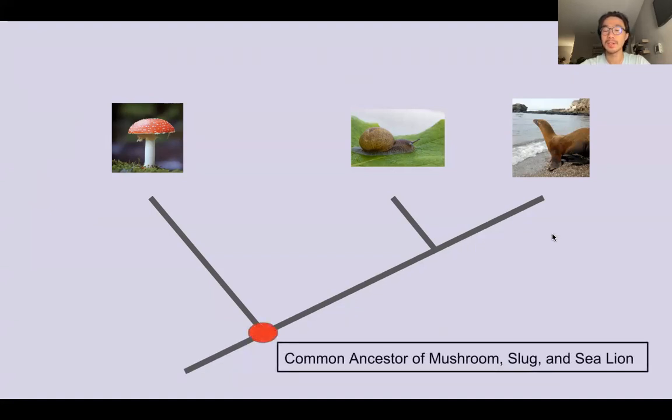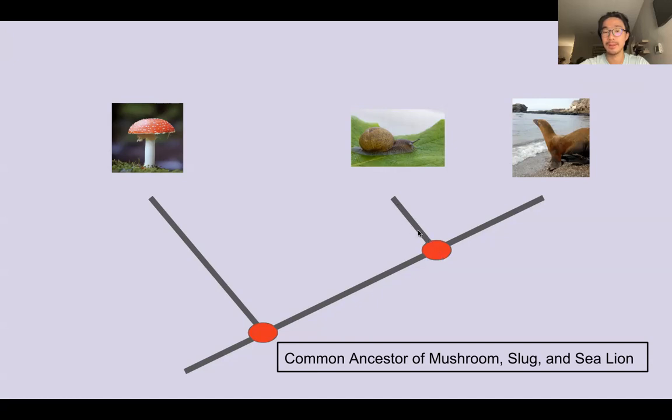We can also understand that when the lines come together between different organisms, that is the common ancestor for all of those branches. So these branches go out to the mushroom, go out to the slug, go out to the sea lion. So over here at this point where they all meet, that's the common ancestor of mushroom, slug, and sea lion. Now let's look at this place where these branches come together.